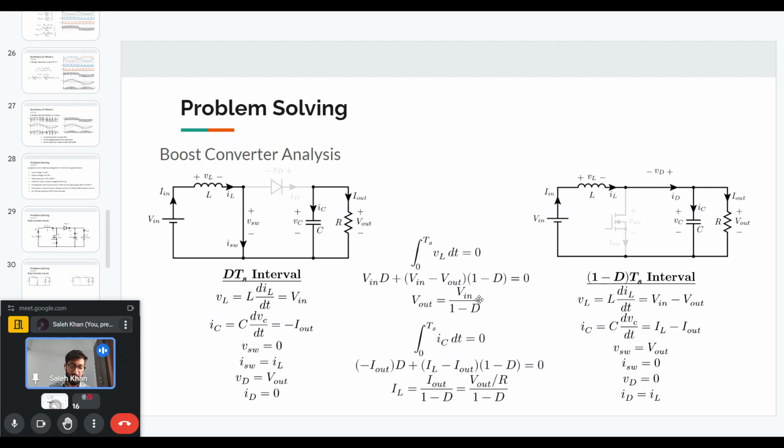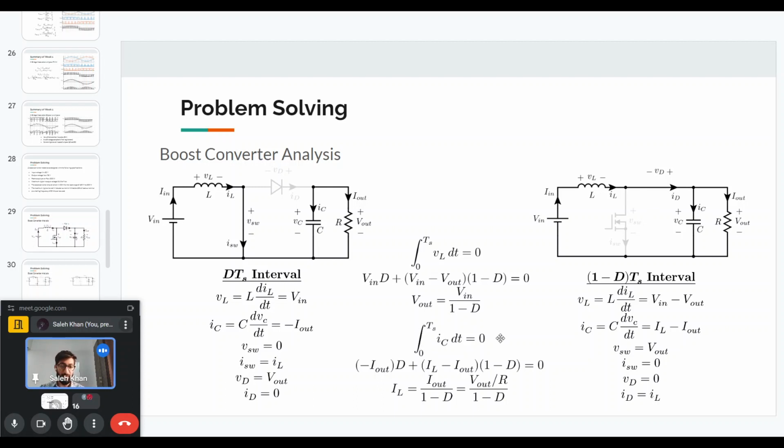And the summation of this will be equal to 0, because the average voltage across the inductor should be 0 in steady state. And when we rearrange this equation, we will get the output voltage is equal to V in divided by 1 minus D. And since D varies between 0 and 1, that means the output voltage will be greater than the input voltage. And that is the output voltage of the boost converter.